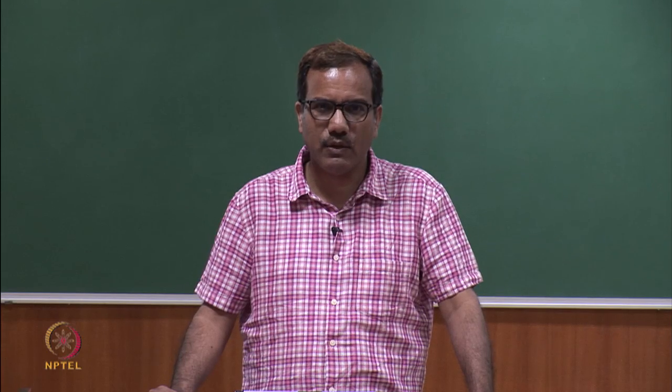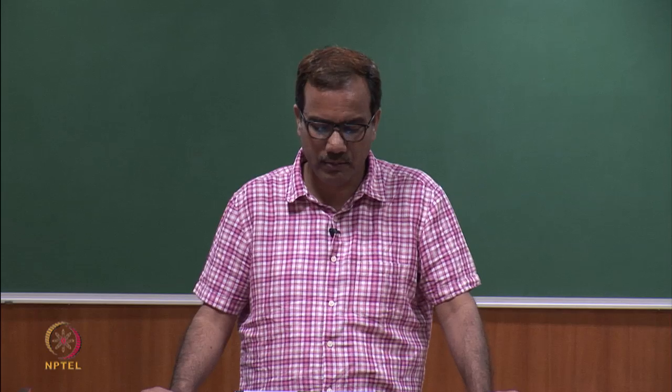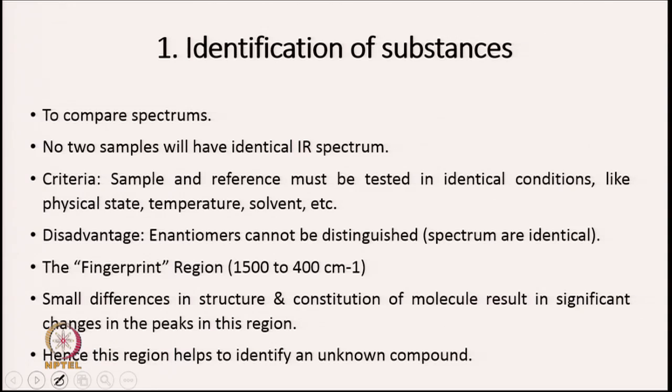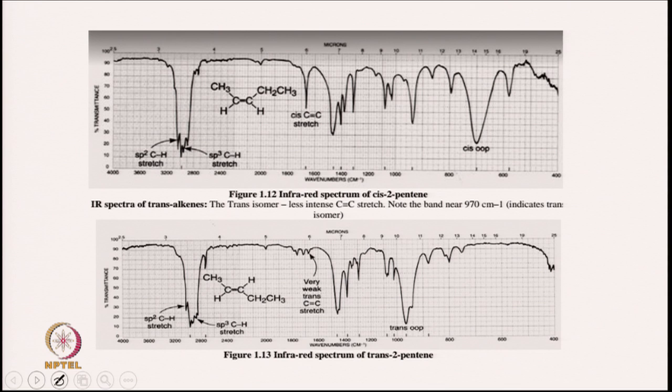Two different molecules are not going to have identical IR spectra. If you take two molecules and look at their IR spectra, they are not going to be the same, provided both are in identical conditions. One disadvantage is that we cannot distinguish enantiomers. The fingerprint region, 1500 to 400 centimeter inverse, is very important, because even a small difference in the structure and constitution of a molecule will show a significant change in the peaks in this region. So IR is a very important tool to identify unknown compounds. I will give some examples to you. So look at this molecule.